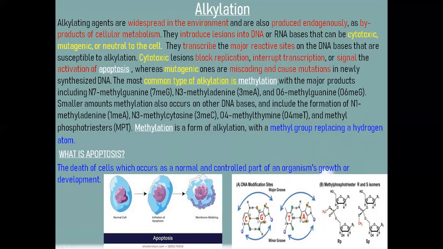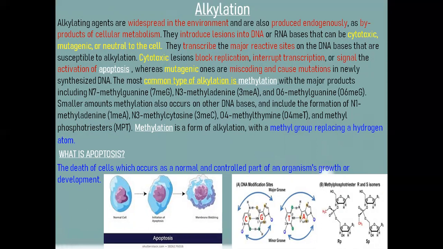These lesions may be cytotoxic, mutagenic, or neutral to the cell. When there is a cytotoxic lesion, it stops replication, and there will be a break in transcription, or it signals the start of apoptosis. When it is a mutagenic lesion, it causes mutations or miscoding.